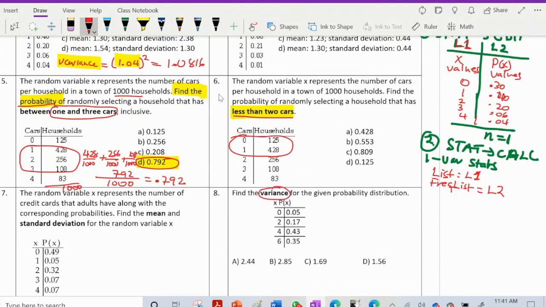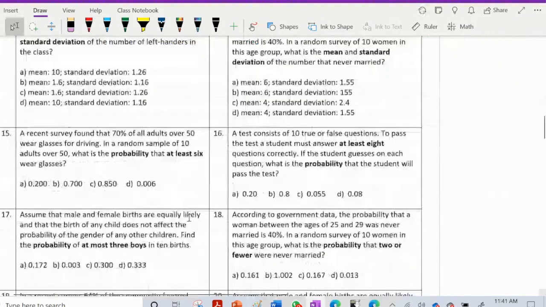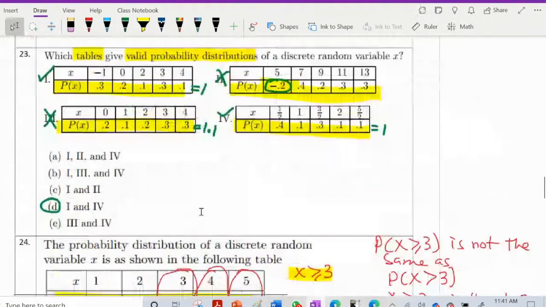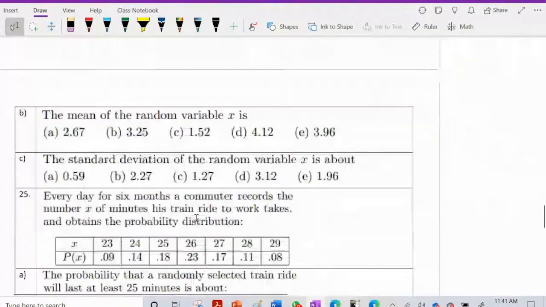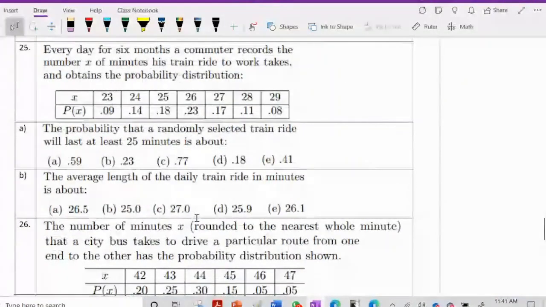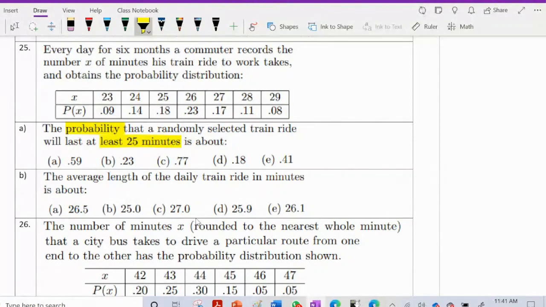Now this says find variance. So you have to find sigma x. When you finish, then you square it, the answer. Okay, so your online homeworks may look like this. In addition, you also may have for probability, you're given a table, and then this one, for example, says at least 25.